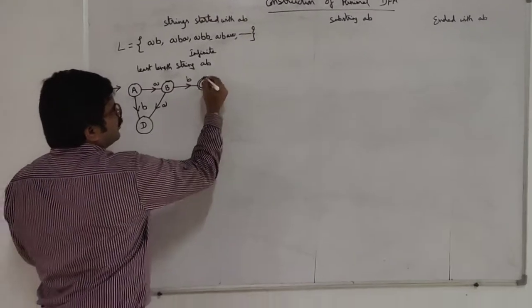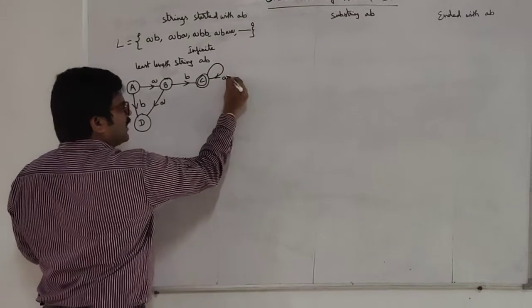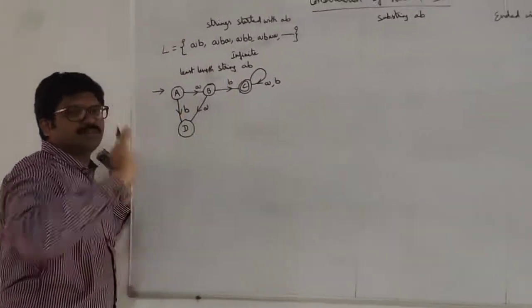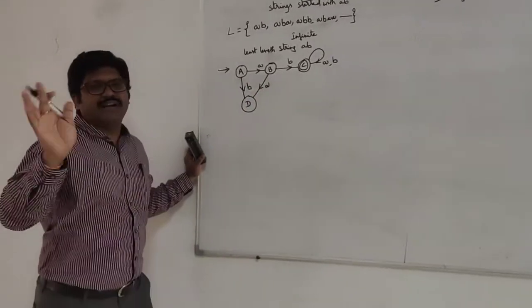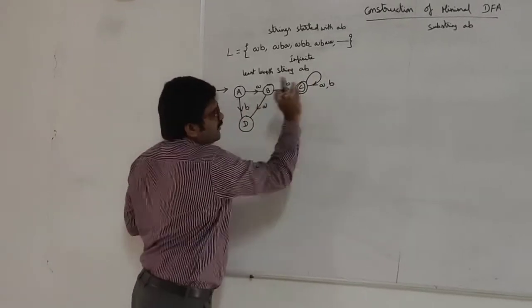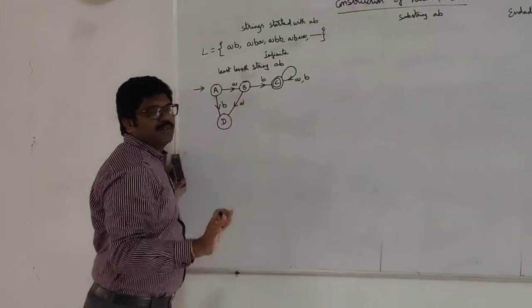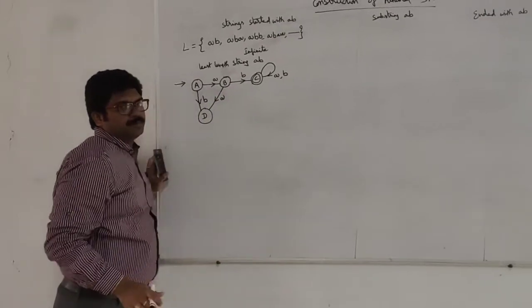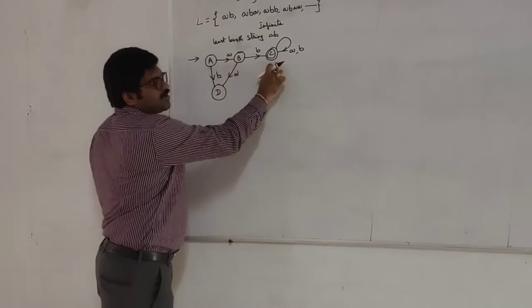So let us try to give a self loop here. Here I am giving a self loop with the symbol small a and similarly small b also. I am giving both the symbols. The reason is after AB I don't care whatever it is. It may be any number of A's or any number of B's. So if you give a self loop here, there is no problem for us. That's the reason I gave the self loop. So now the state is complete. Now this state is complete, this state is also complete.